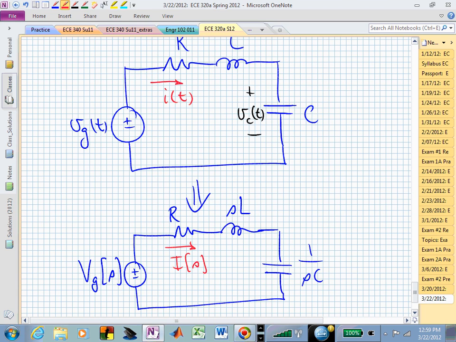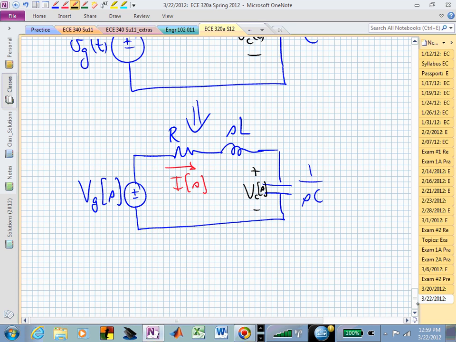And if we were interested in this current, we could label that as capital I sub S, or if we were interested in this voltage drop across the capacitor, then we would be worrying about that particular expression. Let's find some transfer functions. What is the expression for the current?